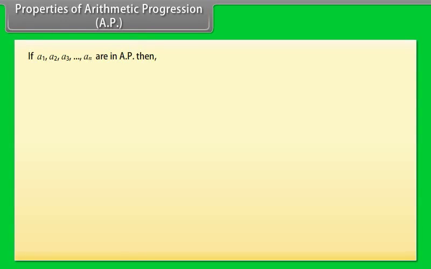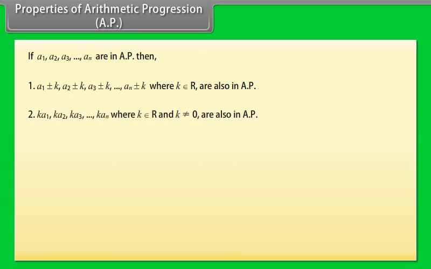Properties of arithmetic progression, AP. If a1, a2, a3 up to an are in arithmetic progression, then a1 ± k, a2 ± k, a3 ± k up to an ± k, where k belongs to R, are also in AP. ka1, ka2, ka3 up to kan, where k belongs to R and k is not equal to 0, are also in AP. a1/k, a2/k, a3/k up to an/k, where k belongs to R and k is not equal to 0, are also in AP.